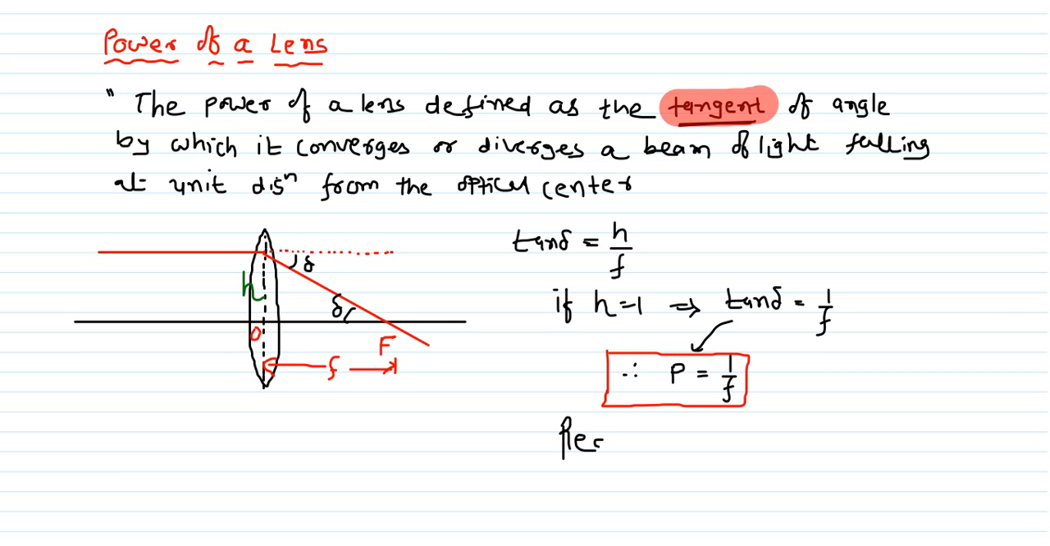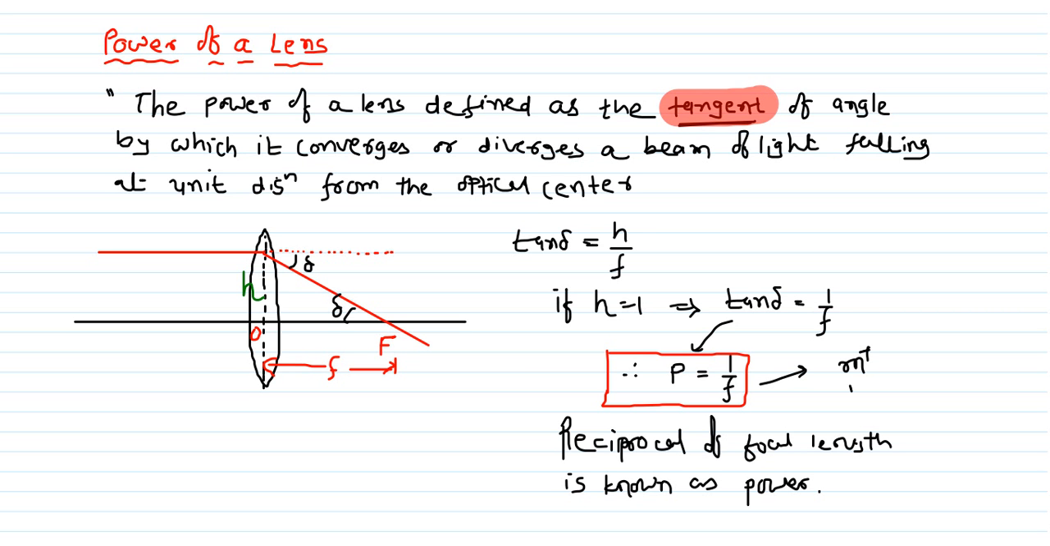The reciprocal of focal length is also known as the power of a lens. What is its unit? Its unit is meter inverse, or diopter. It is denoted by D. So these are the units of the power of a lens, right, friends?